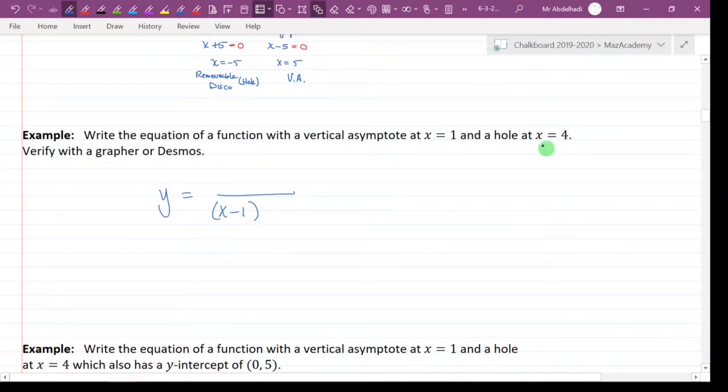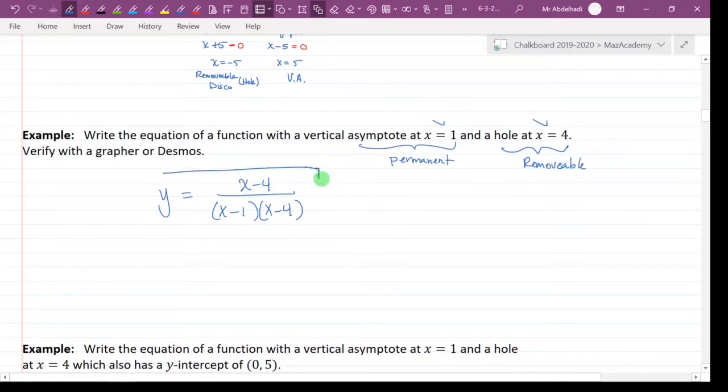How about another discontinuity at x equals 4? Well, that's easy enough. Just do x minus 4 here. Now you can see my denominator is 0 at two places, x equals 1 and x equals 4. So these are both discontinuities now. But I want one of these to be a hole, meaning removable, and I want one to be an asymptote, which means permanent. Well, that means I don't want the x minus 1 to cancel out, but I do want the x minus 4 to cancel out. The only way to make that happen is to put an x minus 4 on top. And there you go. That's it.